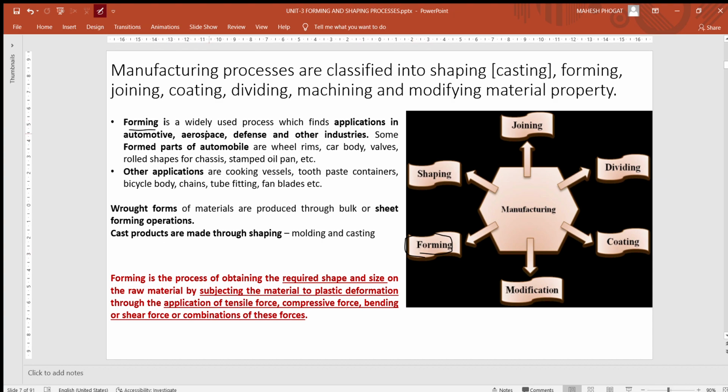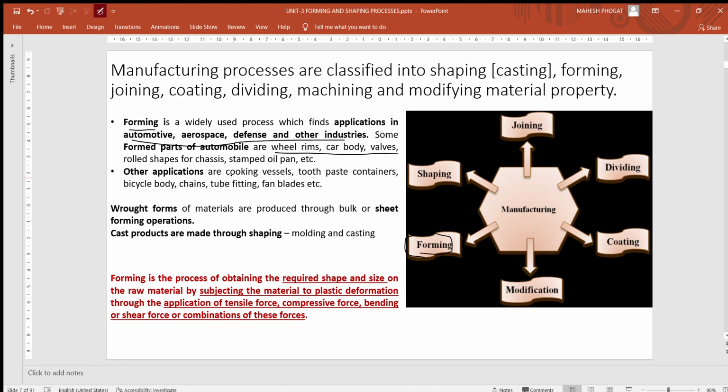Forming is basically a process which finds its place in automotive, aerospace and defense industries. Some of the examples of automotive industry components are rims, car body, valves, chassis, oil pan. All these different kinds of components are made with the help of the forming process.